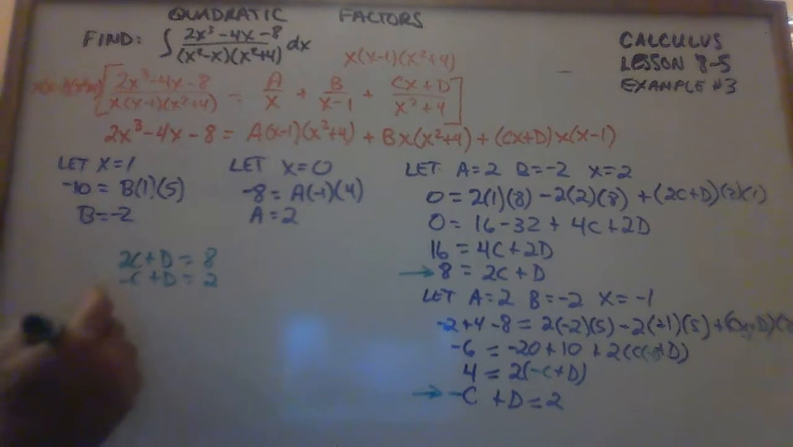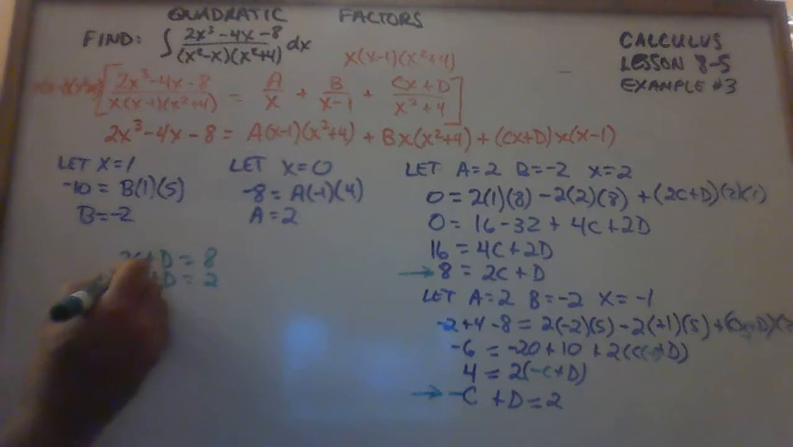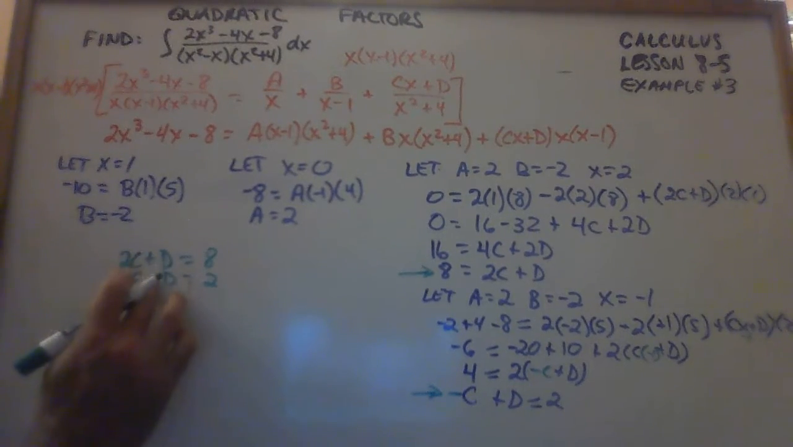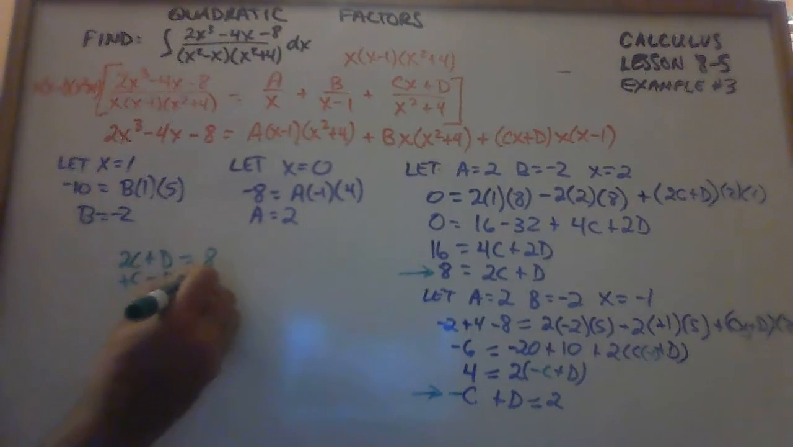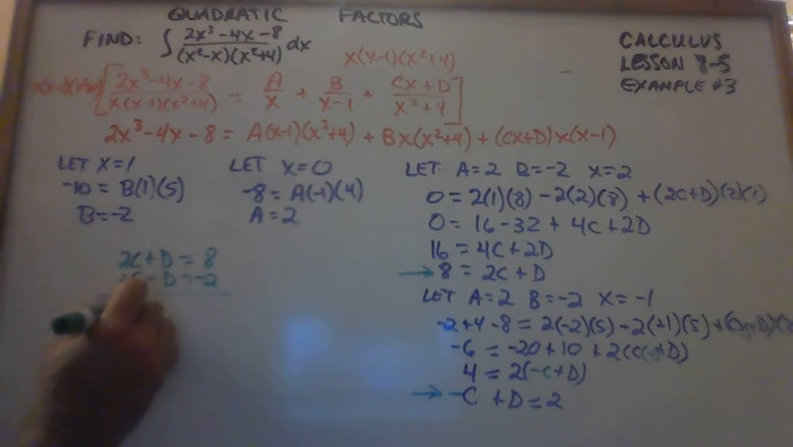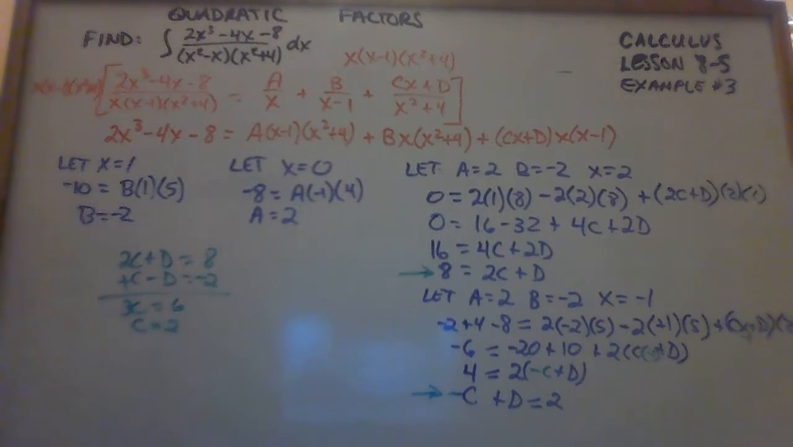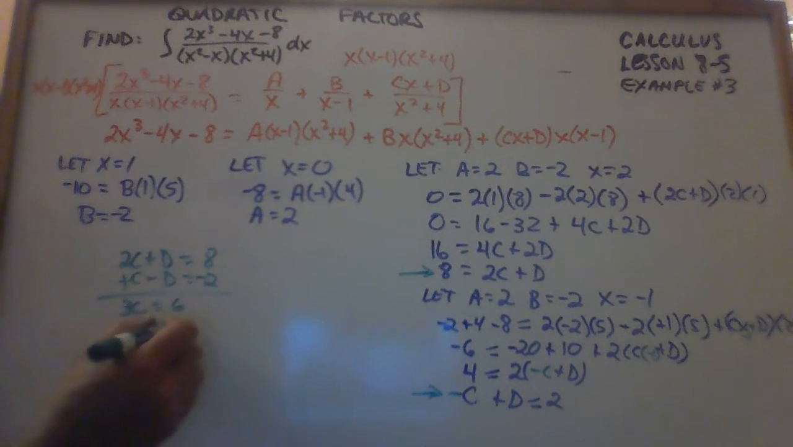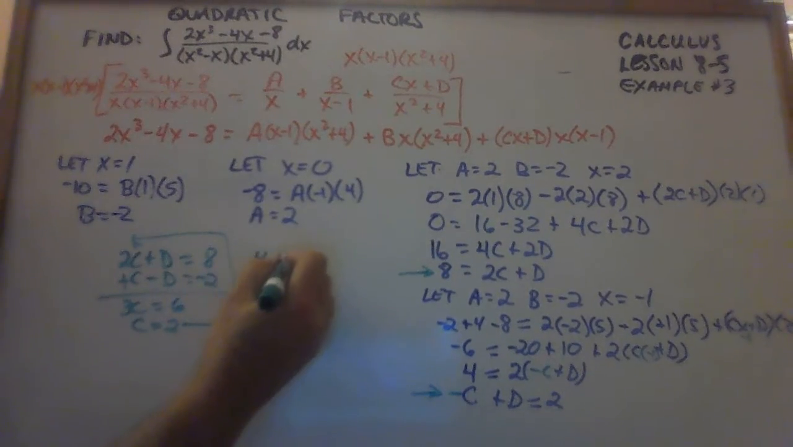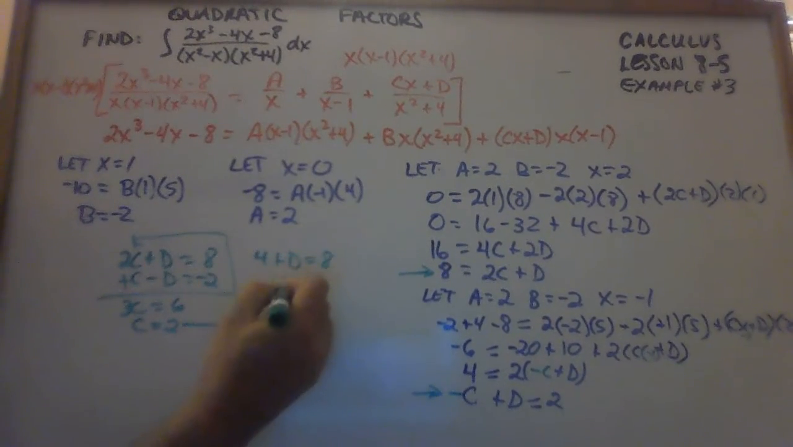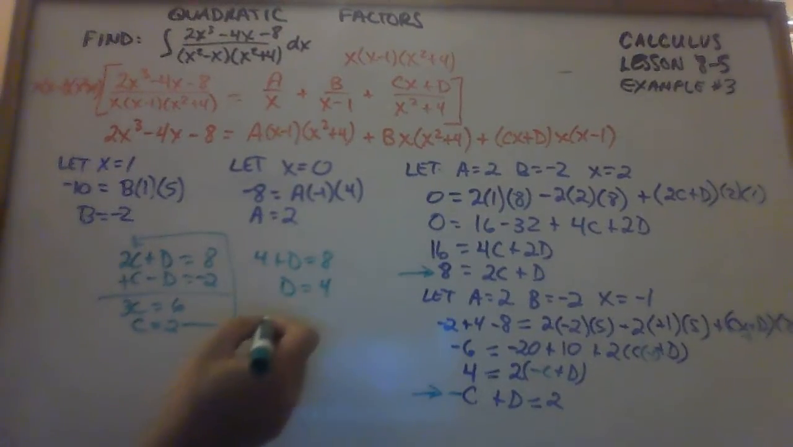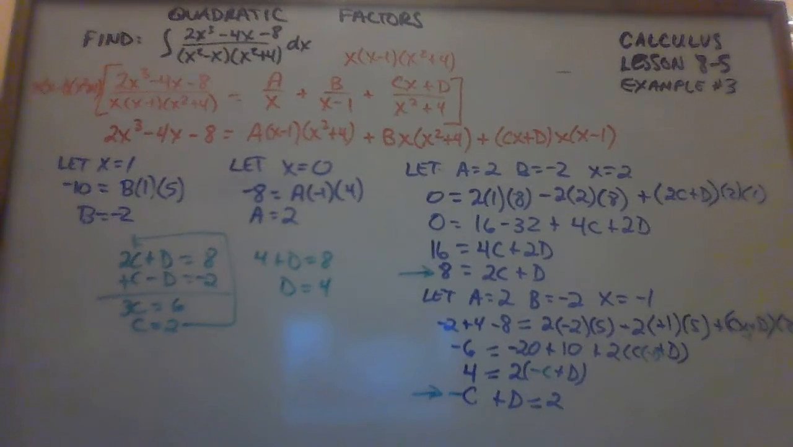I can multiply this bottom equation by negative 1, which basically changes that to positive and makes this negative, makes that negative. Combine these two equations, I get 3c is 6, and so c is 2. And once I know what c is, I can plug that in up here. Okay, and I get 4 plus d is 8, and so d is 4. So now I know what a, b, c, and d are.